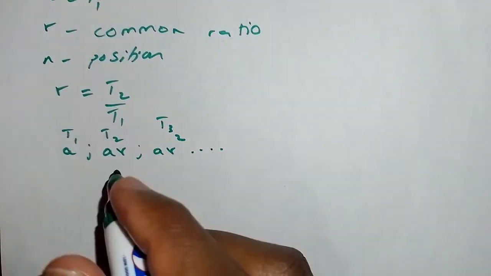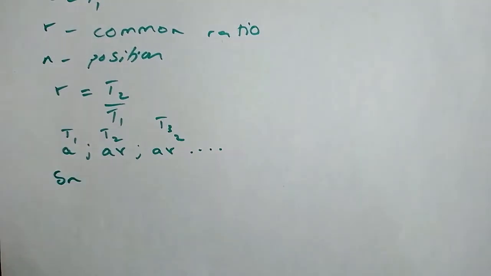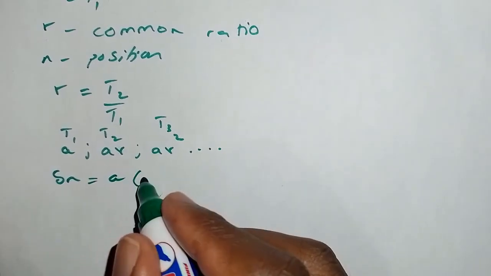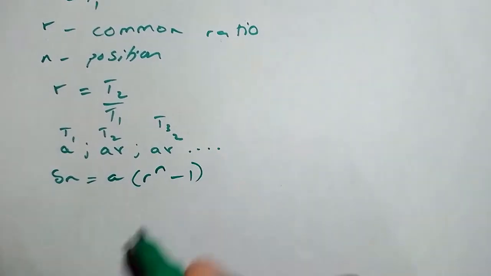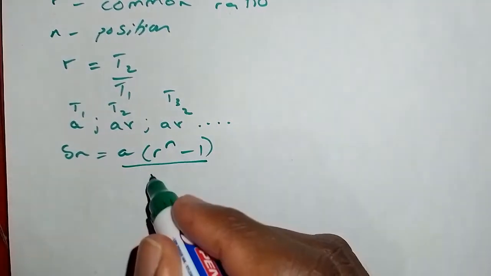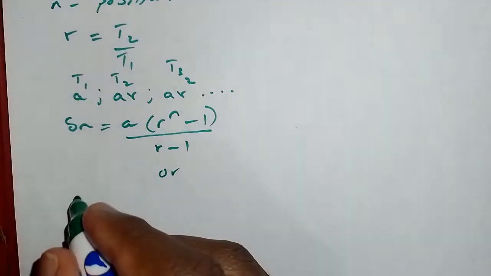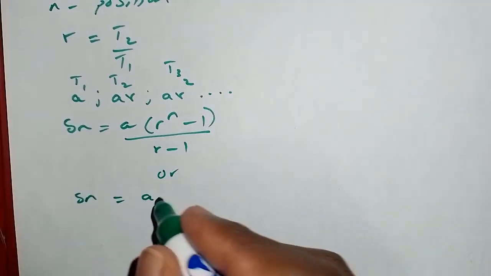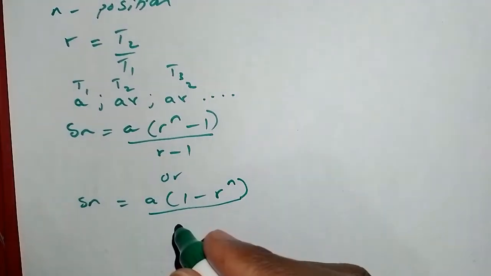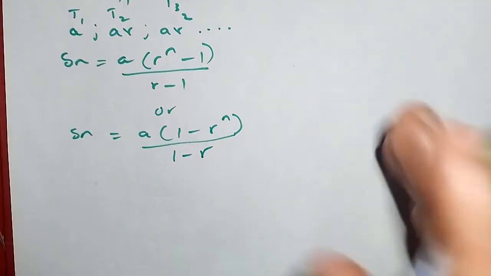Then, similar to the one that we did on the first linear pattern, we also have Sn equals A into R to the power n minus 1, all over R minus 1. Remember, quadratic does not have Sn. Or you can write it like this: Sn equals A into 1 minus R to the power n, close bracket, divided by 1 minus R. And then you also have another one.